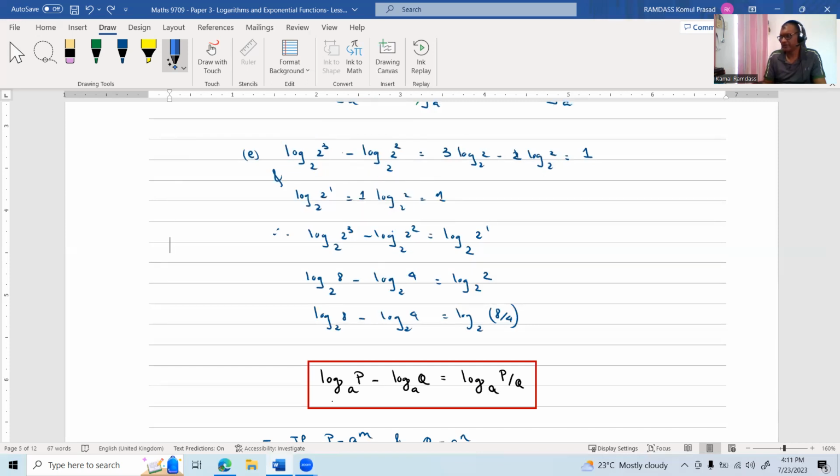Log de 2 to the power of 3 base 2 minus log de 2 to the power of 2 base 2 is equal to log de 2 to the power of 1 base 2. Et ça vient 8, ça vient 4, ça vient 2. Finalement, il y a une relation entre 8 et 4, c'est 8 divisé par 4. Division rule: the logarithm of one number divided by the other to the same base, we subtract their individual logarithms. Log de p base a minus log de q base a is equal to log de p over q base a.